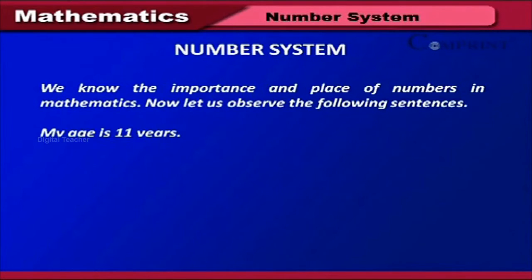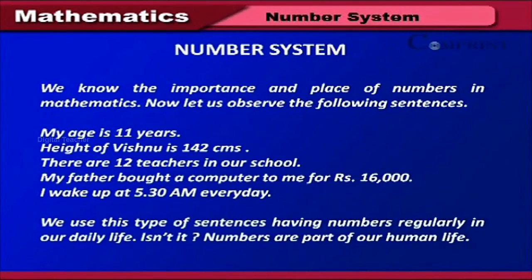Number system. We know the importance and place of numbers in mathematics. Now, let us observe the following sentences. My age is 11 years. Height of Vishnu is 142 centimeters. There are 12 teachers in our school. My father bought a computer for me for rupees 16,000. I wake up at 5:30 a.m. every day. We use this type of sentences having numbers regularly in our daily life. Isn't it? Numbers are part of our human life.